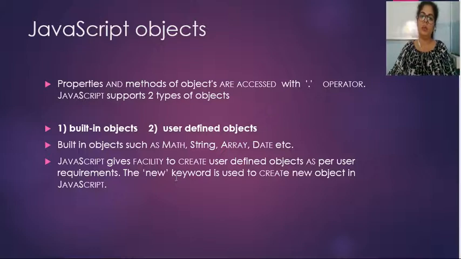You can also get a question like which operator is used to allocate memory to the object, or which operator is used to initialize the object. Initialization also means allocating memory, because we assign some value and that value must be stored somewhere in memory. So in both cases, the keyword new is used to create a new object, to allocate memory to the object, to initialize new objects in JavaScript.